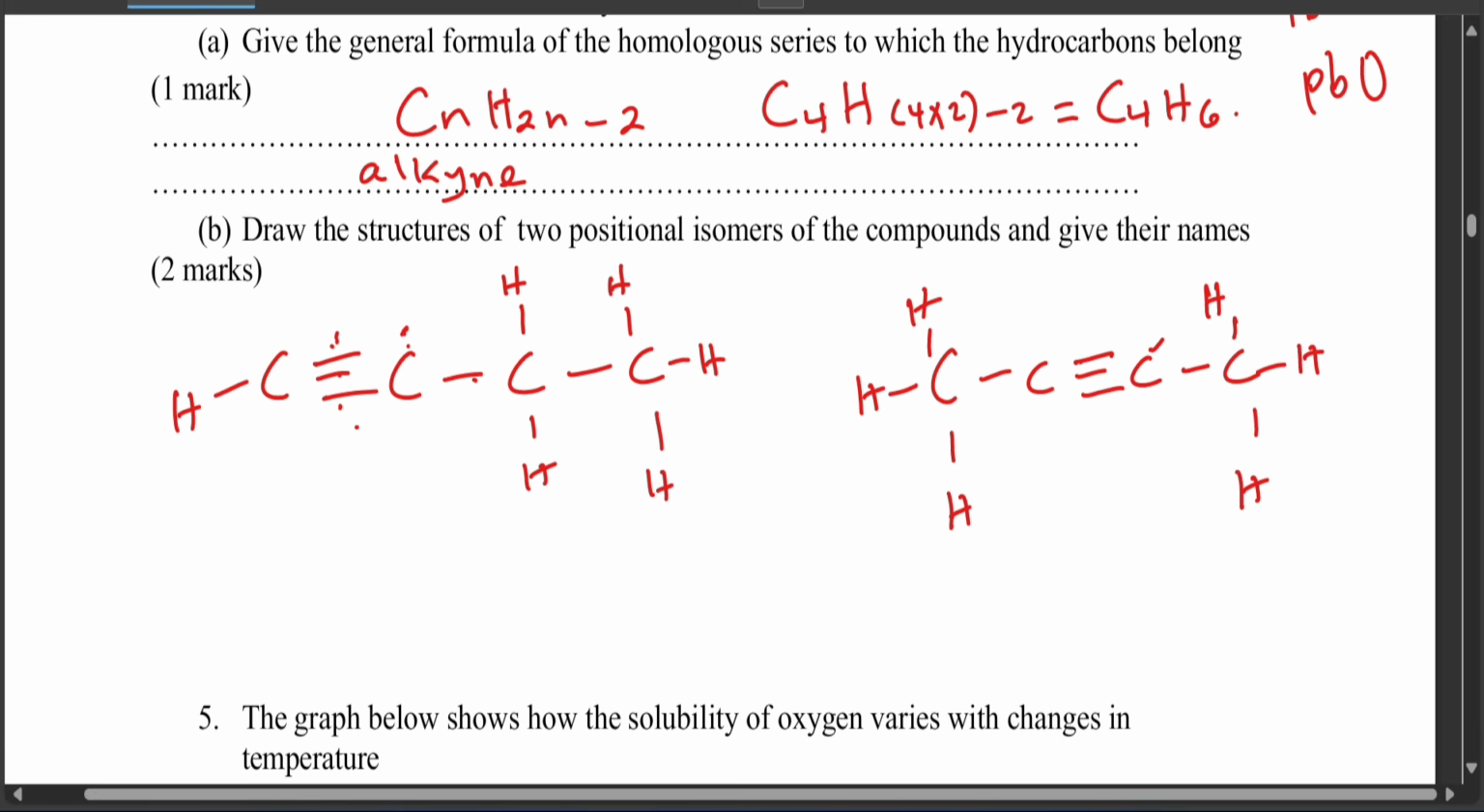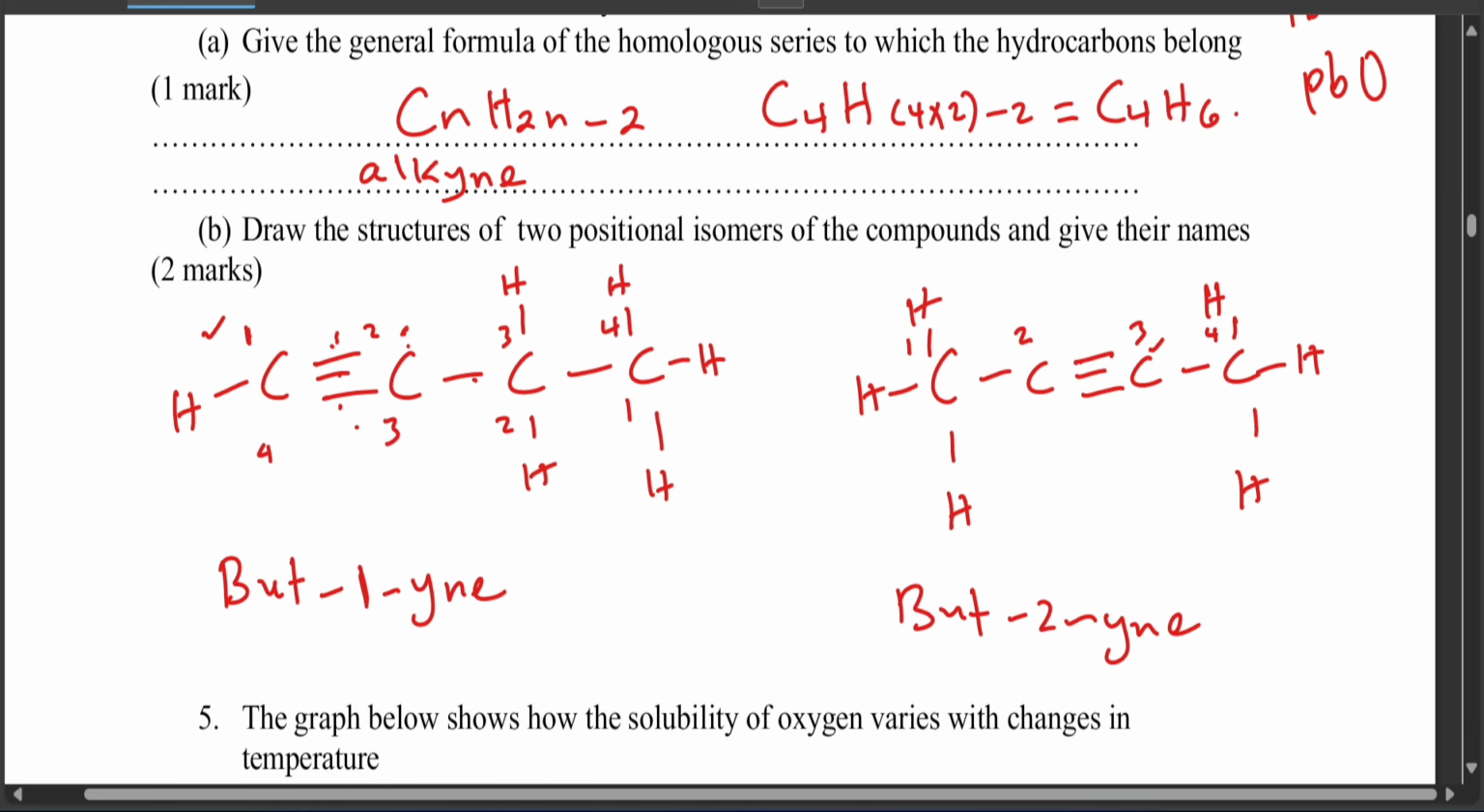Now, how do you name this? For the first one, we start from here, because that's the simplest way. You can't start from here, because it gives you the longest carbon chain, and it's very hectic. So we start from here. So it's 1. So we call it but-1-yne, with 1 because of the position of the triple bond. For the other one, the triple bond is located at the second carbon, and therefore we write it as but-2-yne. So that's the answer.